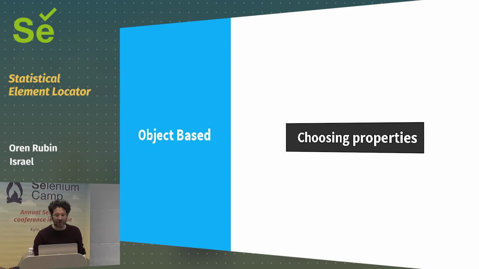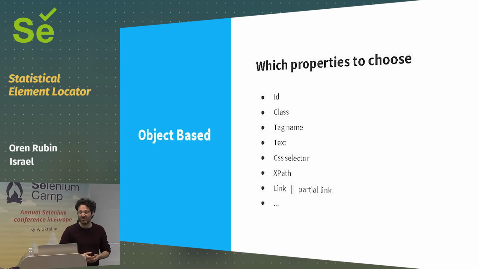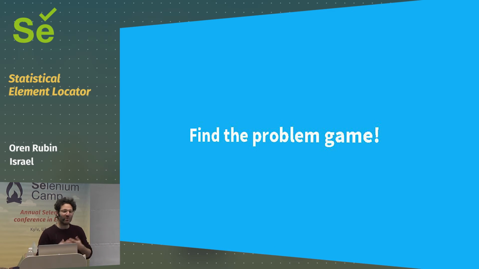So how do we choose the properties? We have a lot of different properties. We said two of them have special meaning, and, of course, text. So how do you choose which one to use? I wanted to do a game with you guys, and I'm going to present a problem. I'm going to tell you something failed, and I'm going to ask you if you can guess what failed.